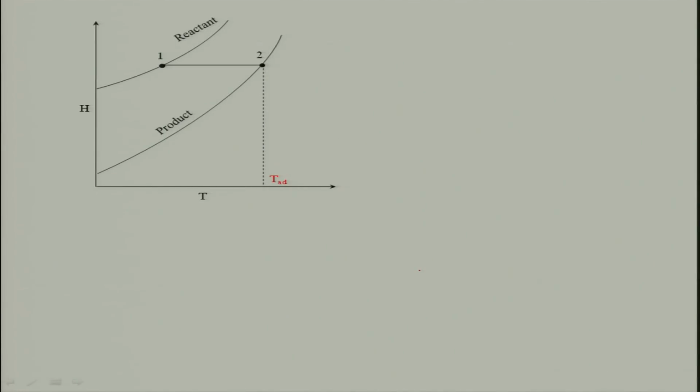Now, if you look at this, this is basically the enthalpy line for the reactant and the enthalpy line for the product with respect to temperature. This is your enthalpy, total enthalpy, right.